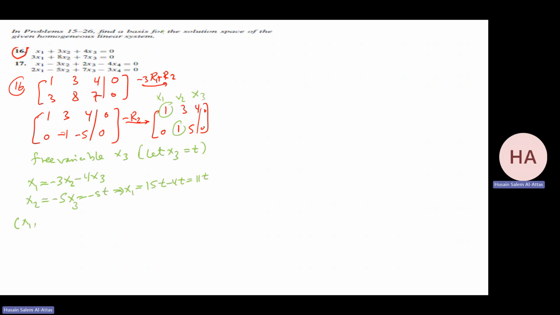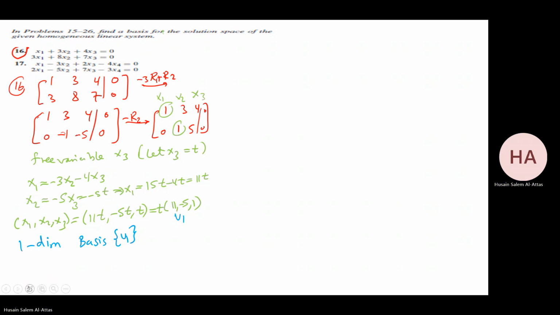So my element, my x will be what? x1, which is 11t, x2, which is minus 5t, and x3, which is t. So I have t times 11, minus 5, 1. So I have how many? I have only one v1, so it's one-dimensional, and the basis is v1 only. 11, minus 5. Okay, next one.